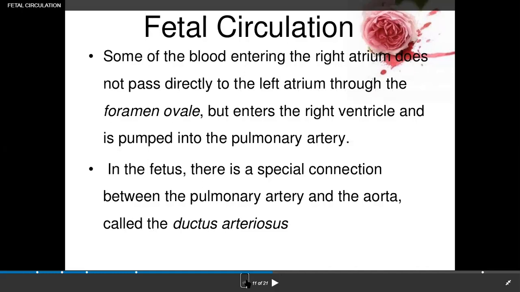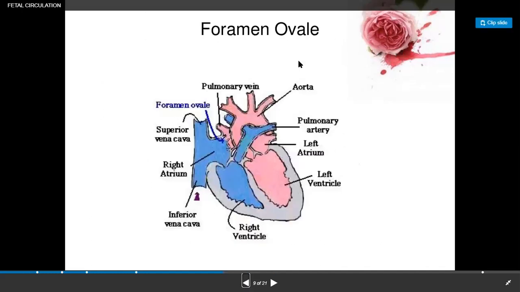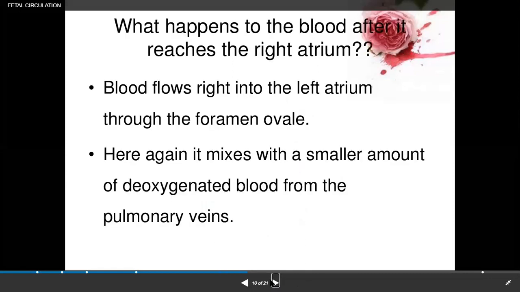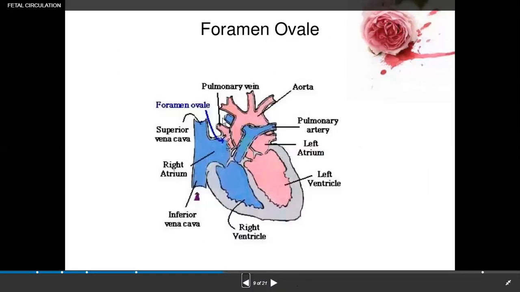So what happens here? Some part of the blood goes directly into the left atrium, and some part follows the passage from the right atrium to the right ventricle, then the pulmonary artery, to the left atrium, then the left ventricle, and again into the aorta. So these changes take place, and this is called fetal circulation. And there is another connection between the aorta and the pulmonary artery, called the ductus arteriosus.